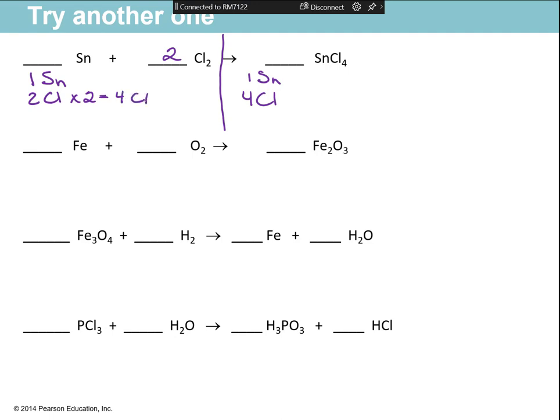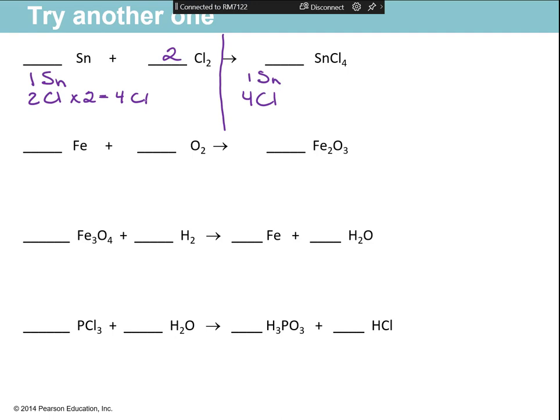So the number on the line multiplies the number of each element behind it, okay? The entire molecule, not just one of them. Can I ask a quick question? Mm-hmm. So whatever's on this side, we have to make sure it's on this side. The total number of chlorines, the total number of tin on both sides has to be the same. Okay. And that's why you add those coefficients, okay?